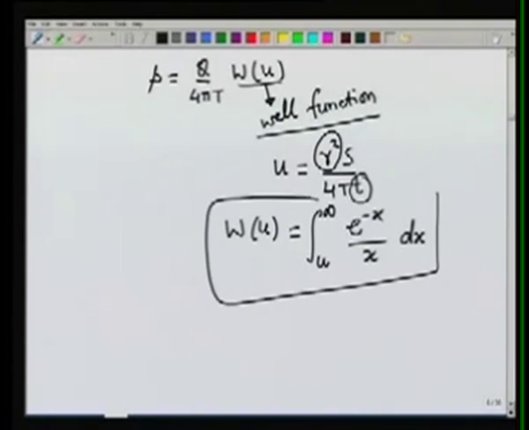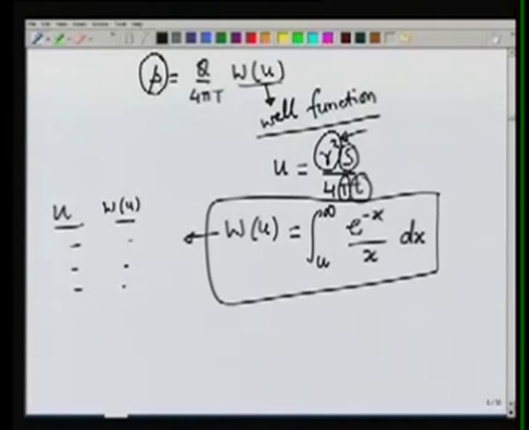This integral is not very easy to obtain, and therefore tabular values are given in some books, and you can refer to any groundwater hydrology book. It will have a table of u versus W(u) values. So knowing the value of u, r square is known to us. Suppose S and T are known. So it is not an estimation of parameter problem. Suppose it is a problem in which S and T are given, and we want to estimate the drawdown at any observation well at any given time.